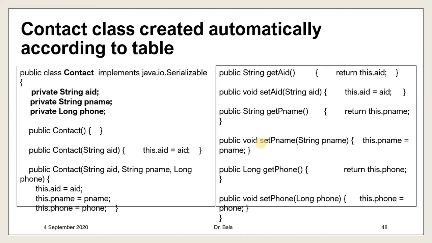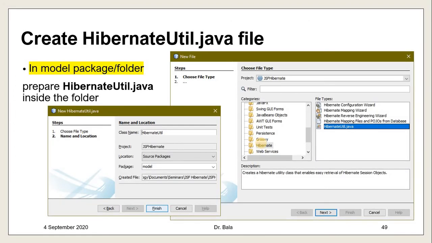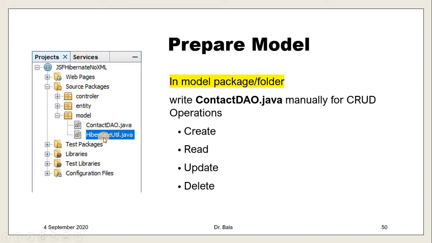So the entity is over. Now we will go to the model package or folder. We will go to the category, Hibernate, and in the file type we are going to select Hibernate utility. Once you have selected this one, we will give any name, maybe the same name or a different name, and say finish. Once it is done, it will be added here as a Hibernate utility Java file. So this is also automatically generated.